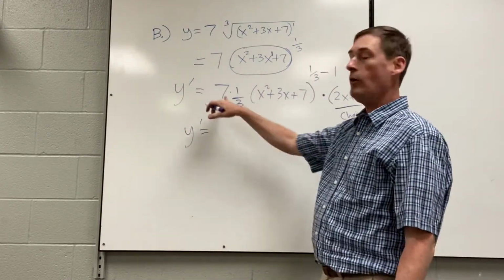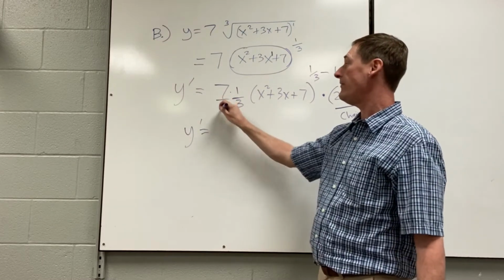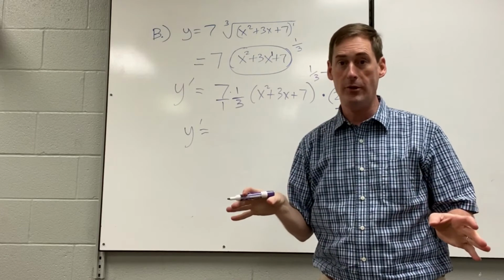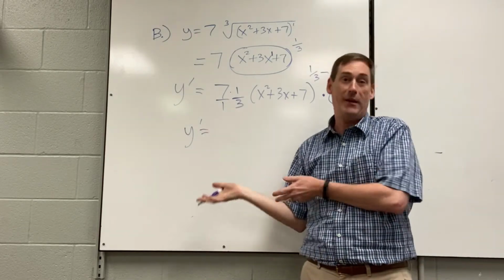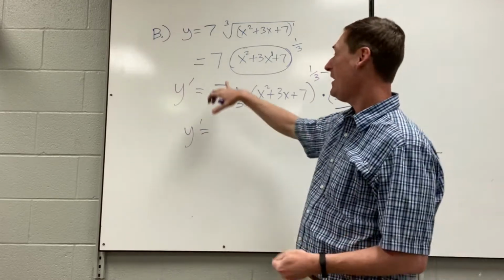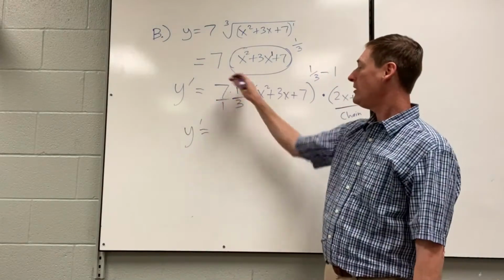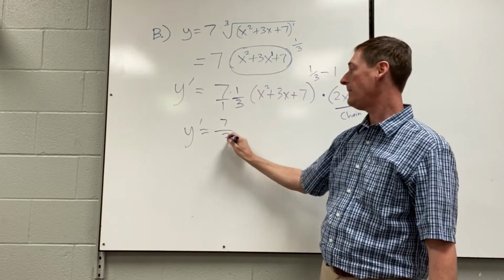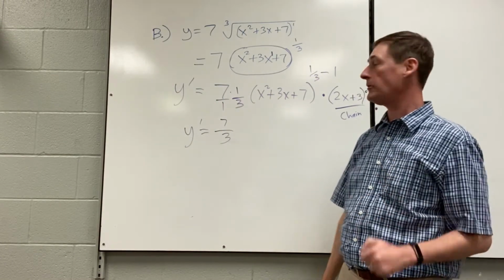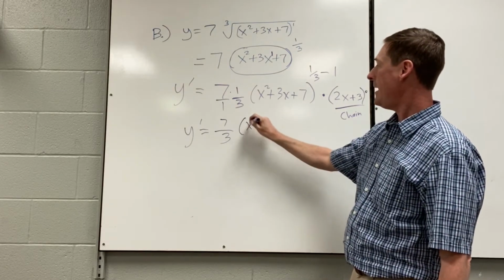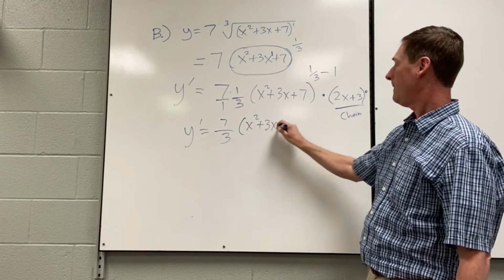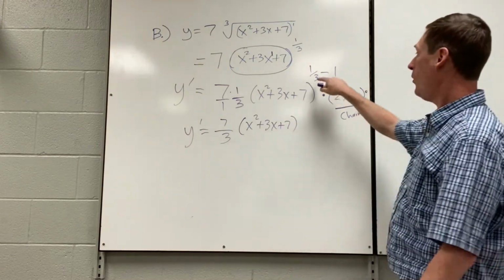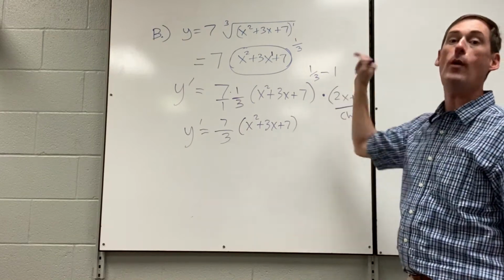Y prime equals, what's 7 times 1/3? Isn't that 7/1 times 1/3? A rare opportunity here to not cross cancel, because we always have the cross cancellation, right? There's no cross cancel this time. So you just leave it 7 times 1 is 7. 1 times 3 is 3. 7/3 is your coefficient. Base, x² + 3x + 7. To the what? 1/3 minus 1 is the new exponent now.